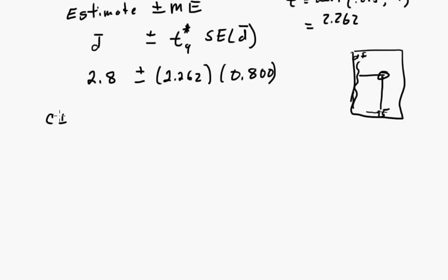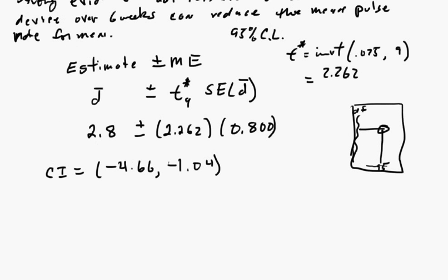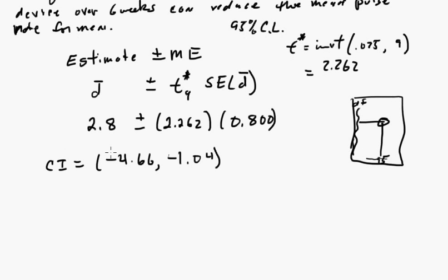Okay, so here we get a confidence interval of negative 4.66 to negative 1.04. No, I'm sorry, other way around. I get a confidence interval of 1.04 to 4.66.